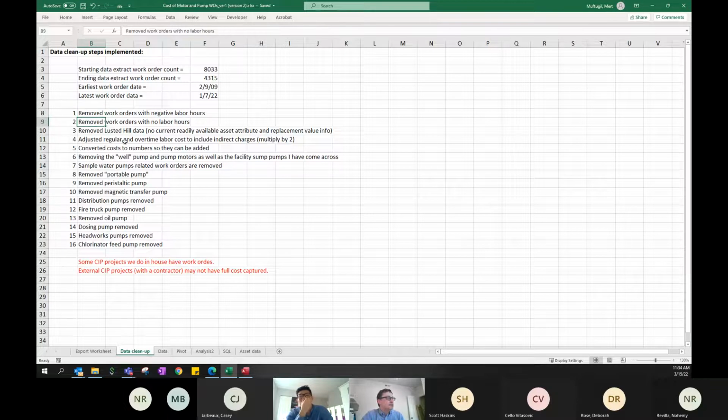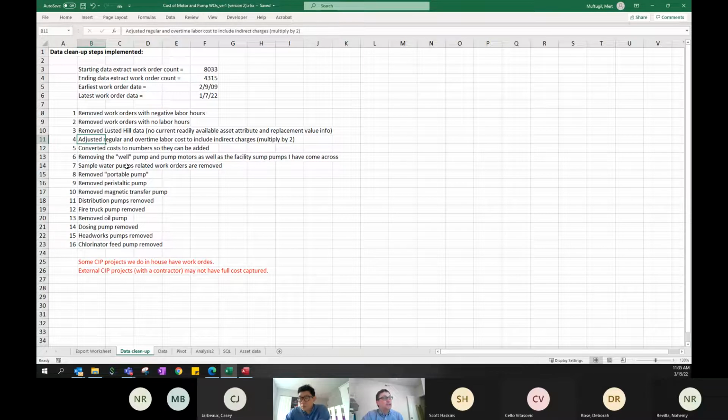There were some work orders, but there were no labor hours tracked. So I didn't want them to skew the data, because obviously there were labor hours, but they may have been tracked elsewhere at the end of the day, at the pump station level, for example. I removed data associated with this one location we have, where we add some chemicals to drinking water. I removed it because I don't have any asset attribute or replacement value data for those yet, so I couldn't do any metrics. So I removed it for that purpose.